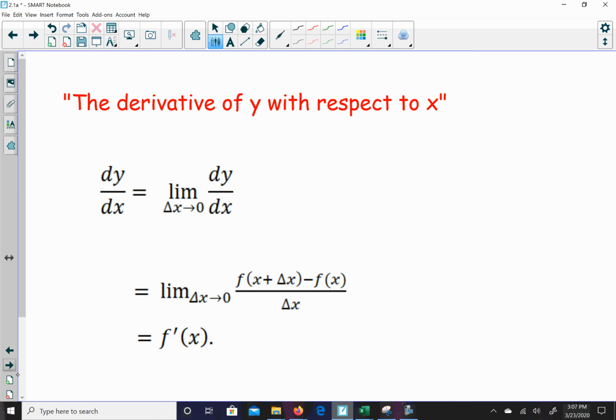So when we do this, we're saying the derivative of y with respect to x. That means the change in y with respect to x. That means the instantaneous change in y with respect to x. I can say it a million different ways, but that's what a derivative means. You're finding the slope of a tangent line, and the slope of the tangent line will change throughout the function. So you're finding a formula to find the slope of the tangent line at a given point.